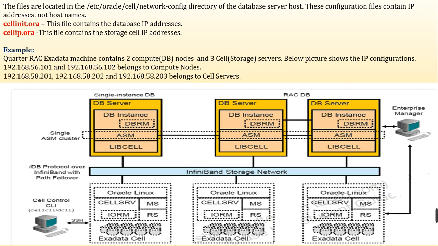Okay. This diagram clearly explains how a quarter rack Exadata machine is configured for 2 compute nodes and 2-3 cell storage servers. Okay.